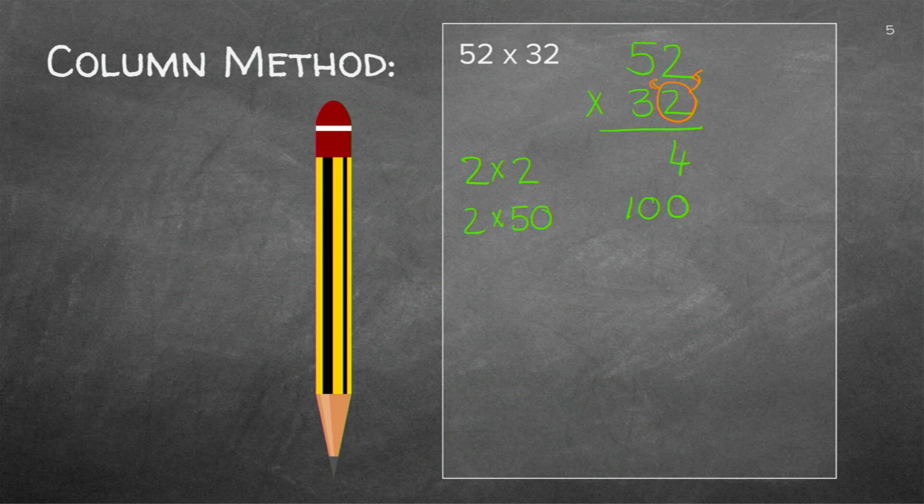Now you do exactly the same with the tens. You multiply with the tens to the ones and then to the tens at the top. So let's start. Remember, it's not 3, it is? Yes, it's 30. 30 times 2 equals 60. And 30 times 50, be careful there, equals 1,500.